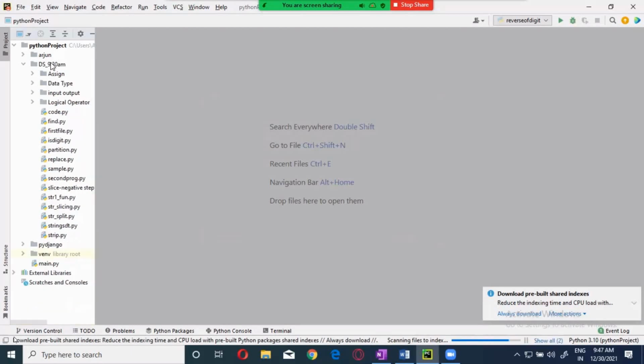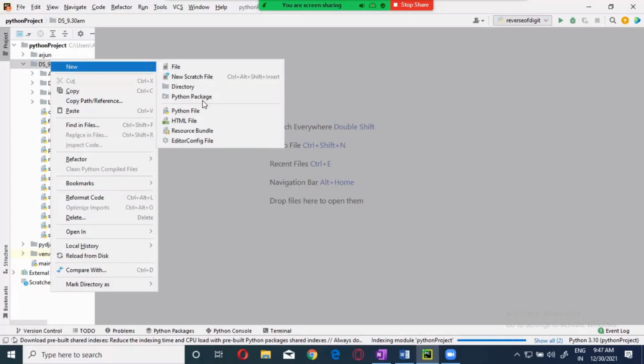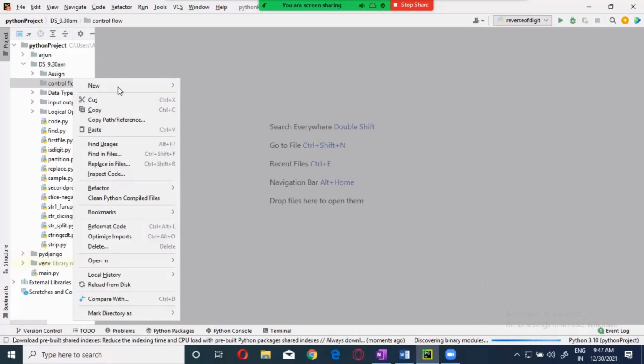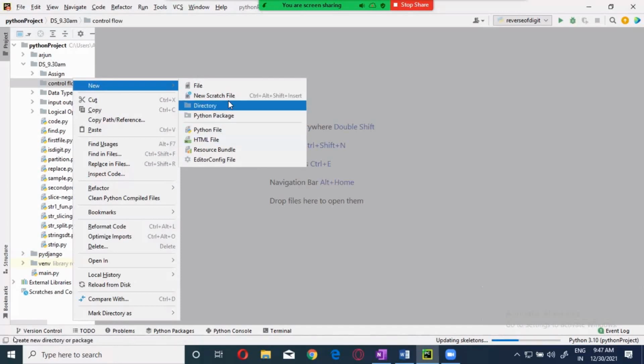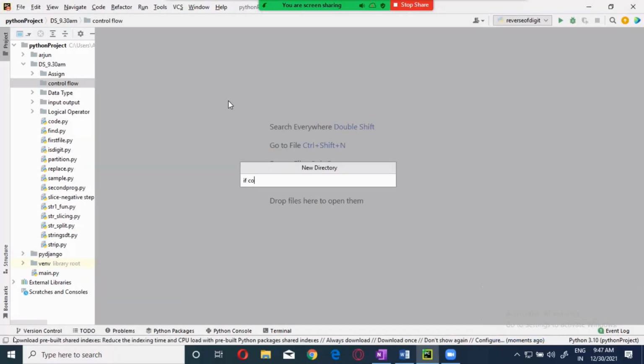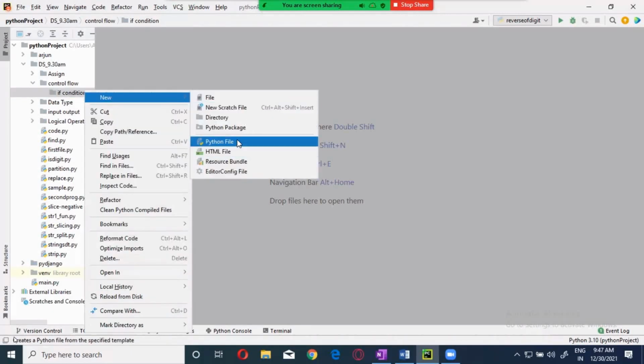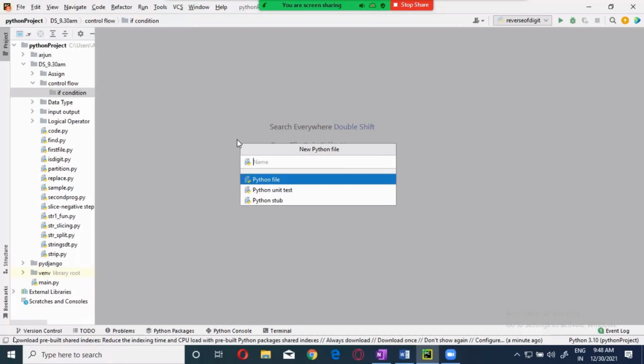Okay, now let me take it as one folder. Inside this, let me take a simple example, guys. Let me name it if condition.